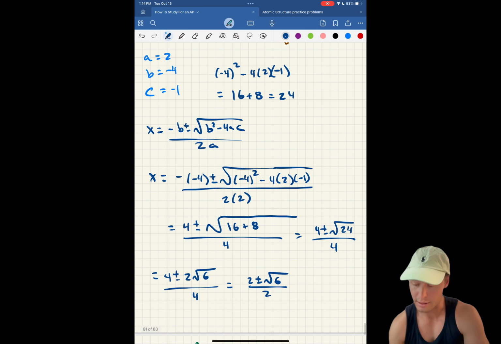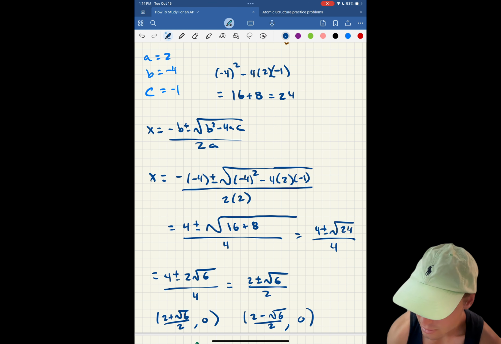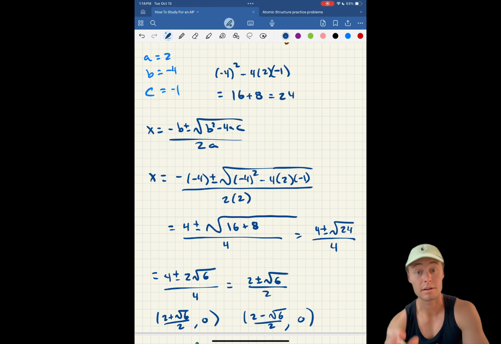And there you have it. There's my two x-intercepts. The first one being 2 plus square root 6 over 2, comma 0. And the second one being 2 minus square root 6 over 2, comma 0. Okay, so remember this plus or minus means there are two separate equations. The first one is 2 plus root 6 over 2. The second one is 2 minus root 6 over 2.